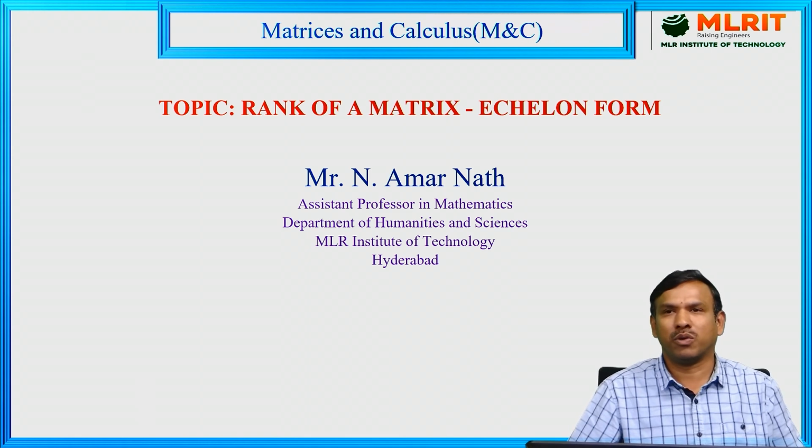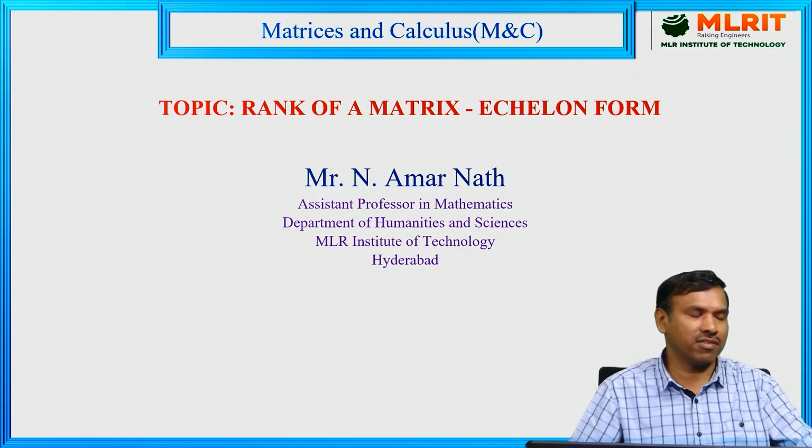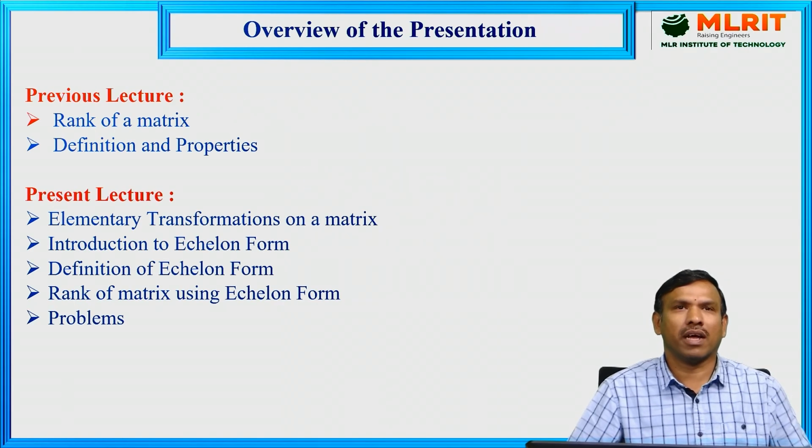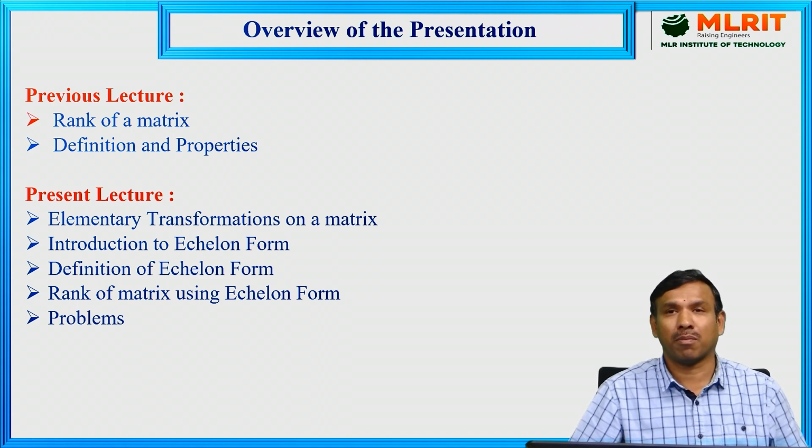Today I am continuing the lecture in the subject Matrices and Calculus, continuation of the rank of a matrix, especially how to find the rank of a matrix in echelon form. In the previous lecture we covered the definition of the rank of a matrix, the number of linearly independent vectors, and its properties: the rank of a null matrix, the rank of an identity matrix, and what the maximum rank of an M cross N matrix could be. Using minors, how to find the rank, all of that we discussed very clearly.